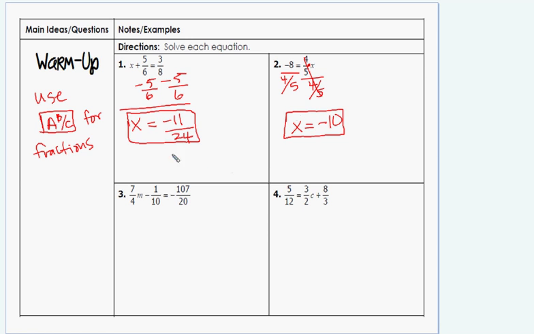And sometimes that's going to happen. Sometimes we'll still have a fraction as our answer. Other times we may have a whole number, and that's perfectly fine.